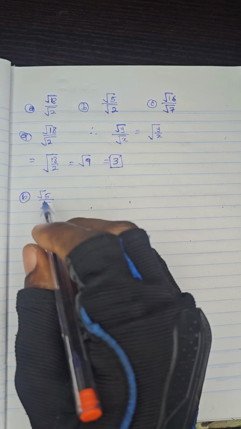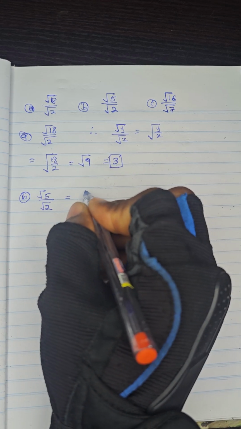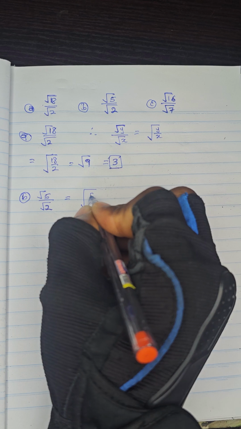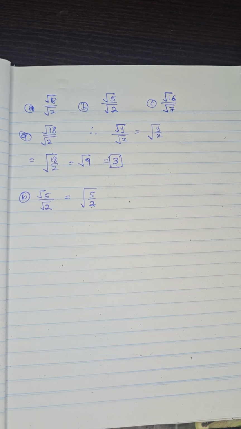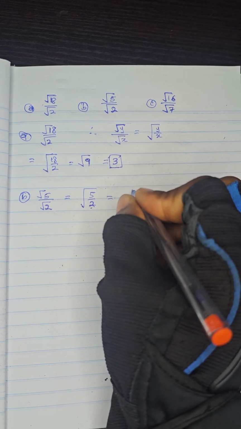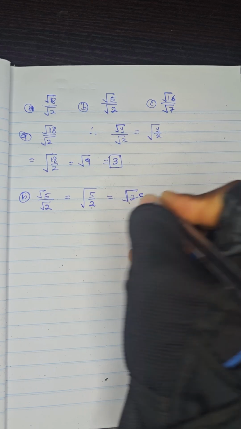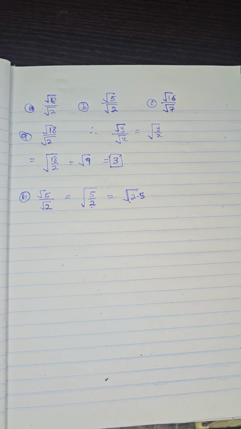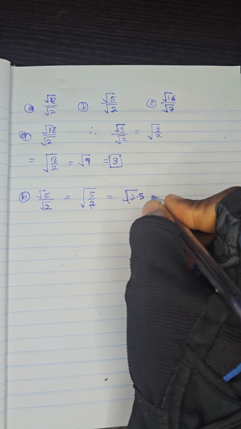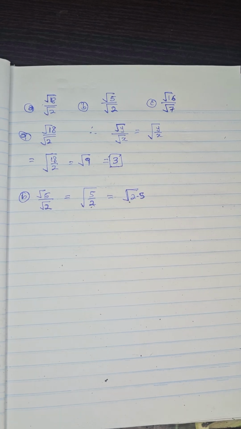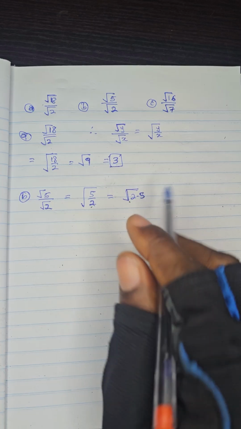In this case, we have also to apply the same rule, that this will give us root 5 over 2, which will also give us root 2.5. So this root 2.5 is simply a decimal surd, but most of the time we don't leave our surd in this form. We usually leave it as a whole number.